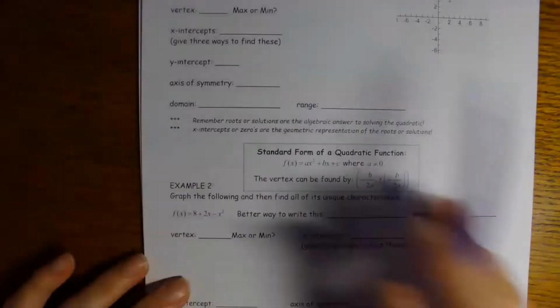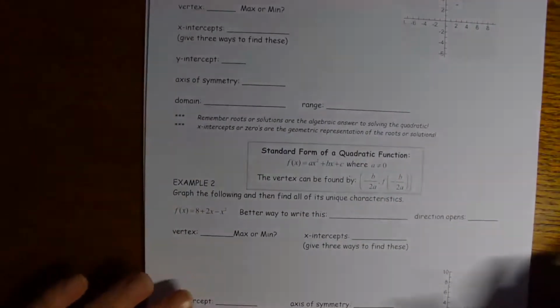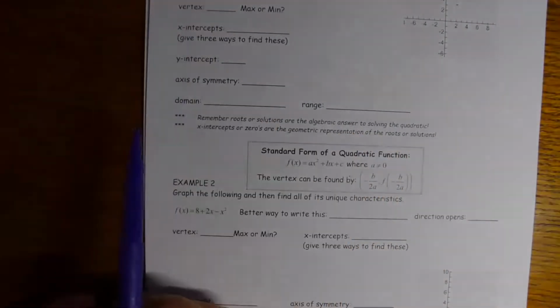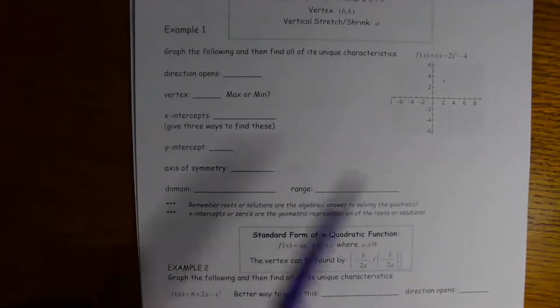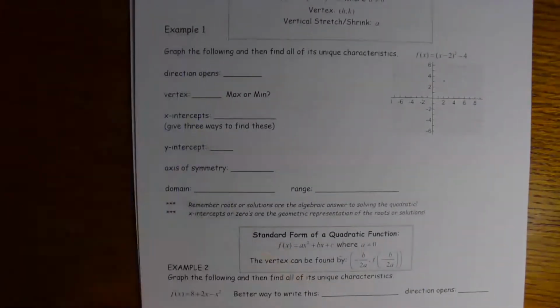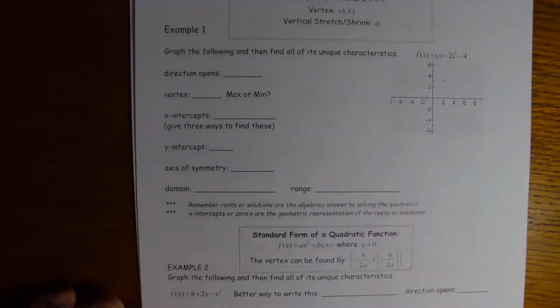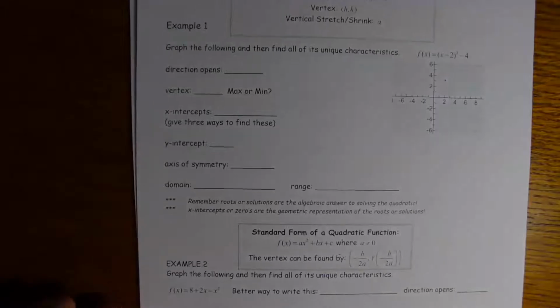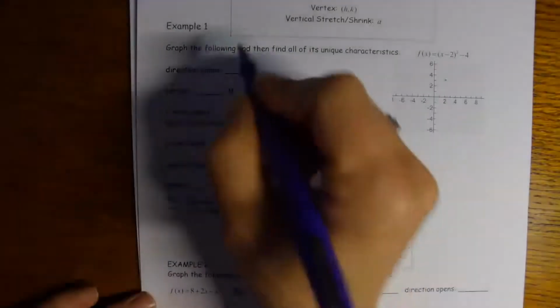So let's graph the following and find all of its unique characteristics. No matter what equation you're given, we want to be able to find everything. We want to know everything there is to know. So what direction does this open? Up or down would be your answer. This opens up.